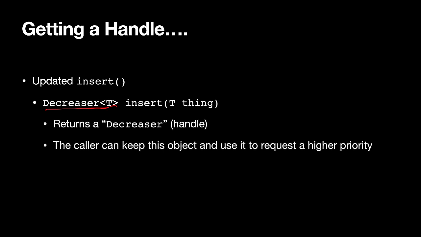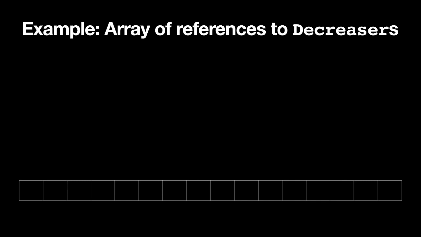Okay, so the caller can keep this object and use it to request a higher priority. So when we insert something, we'll get back this object that we can use to update the priority of the inserted item. Let's look at an example. I'm going to do an example here that's going to represent a heap, and I'm going to keep track of these decreaser objects. I've already got an array set up that will contain my decreaser objects.